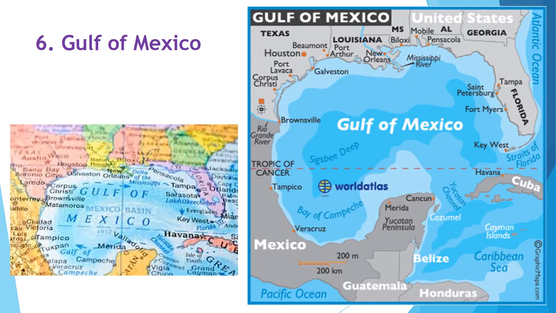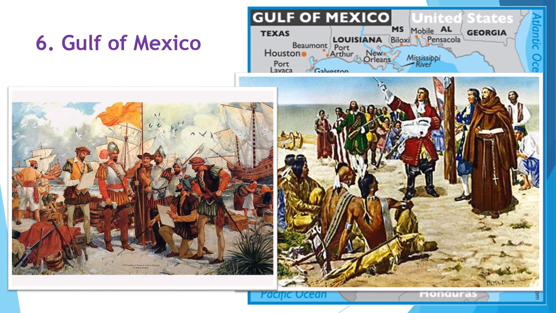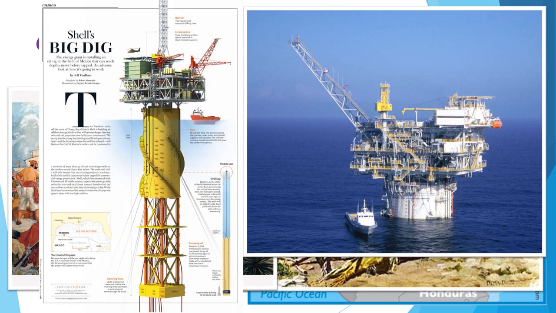The Gulf of Mexico is a large bay that borders the southeastern border of the United States and the eastern border of Central America. This body of water merges with the Atlantic Ocean and was first explored by the French and Spanish. Oil has been found in the ground underneath the Gulf of Mexico, and several companies drill for oil in this area. Draw an oil well next to your note on the Gulf of Mexico.